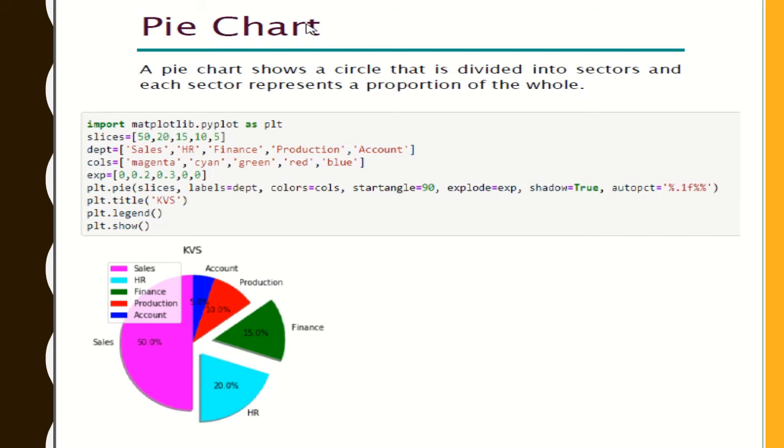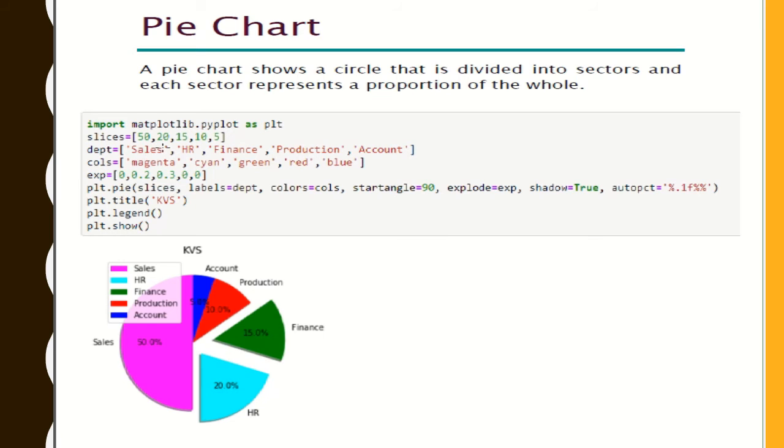Now the next topic is your pie chart. What do you mean by pie chart? A pie chart shows a circle that is divided into sectors, and each sector represents a proportion of the whole. So here you are importing the data, like slices, my 50, 20, 15, 10 and 5. These are my slices data, meaning 5 data points are there. This will be sliced according to 50, 20, 15, 10, then 5. According to that, you have to write the data also.